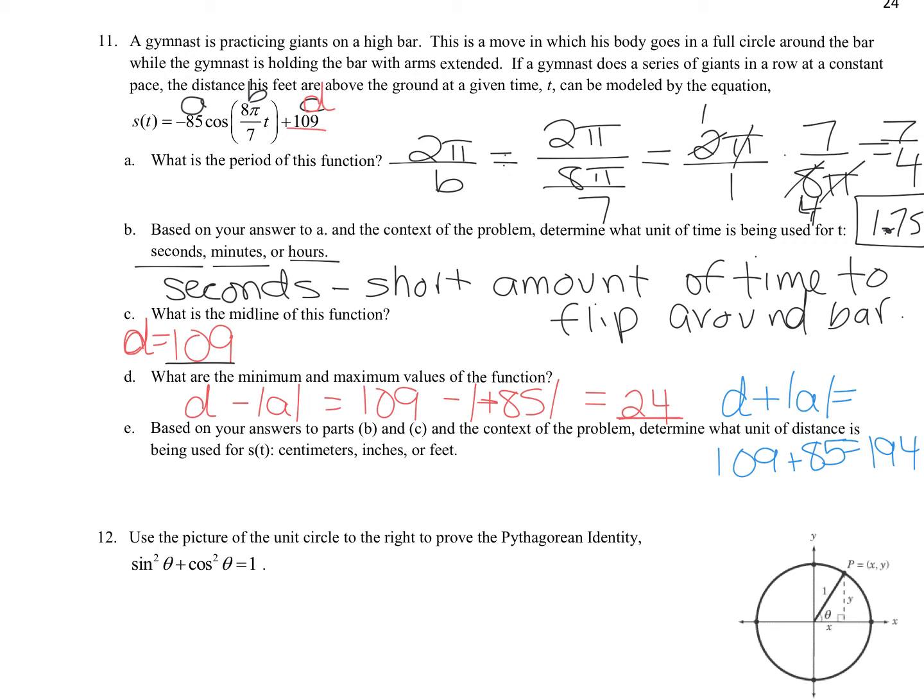If it was centimeters, the midline, which if we think about it, if his feet are going above and below the bar, the midline is the bar. If it was 109 centimeters, that means the bar is about 3 feet high, which is not going to work for most adult gymnasts. And really, if you have your arms straight out, it's not going to work out for anyone really who's over the age of 1.5. Inches sounds good. Feet, having the bar 109 feet in the air is definitely not the way gymnastics works. So we're going to say inches here.